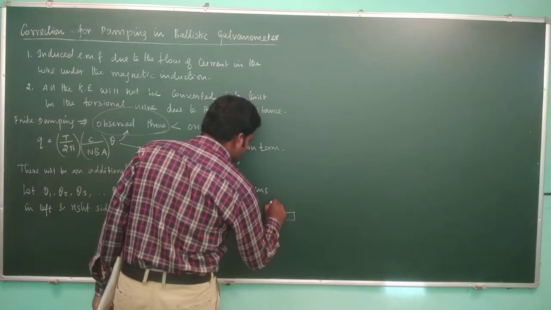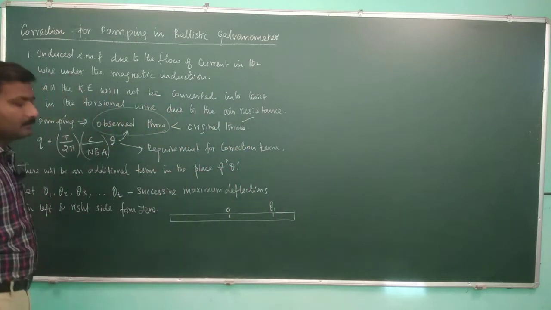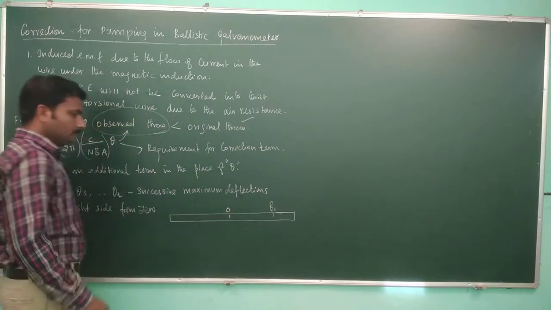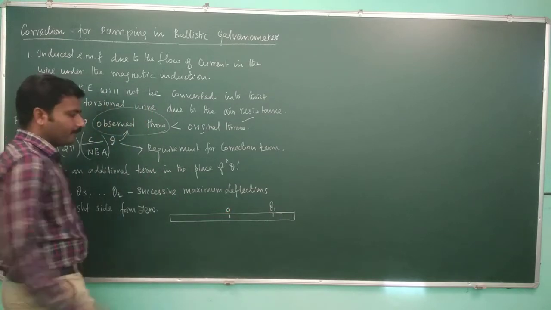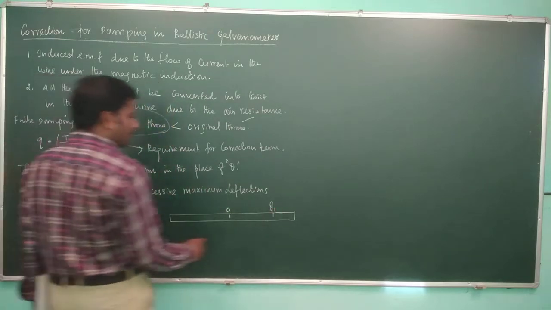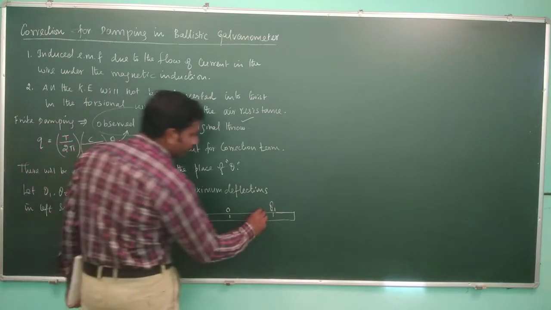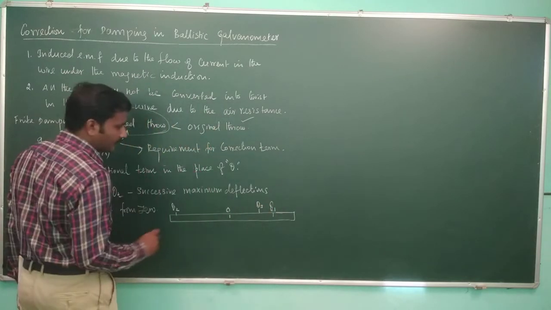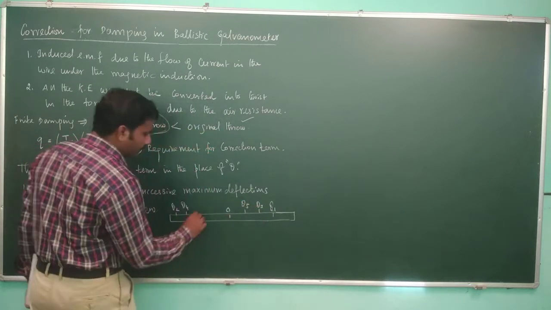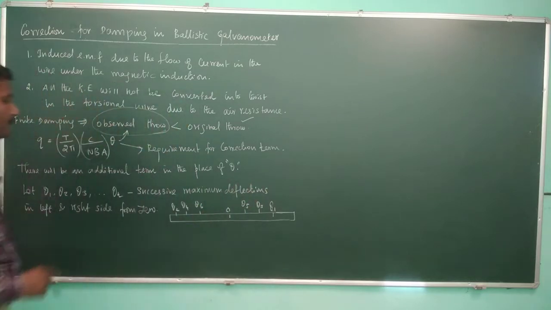Then there will be the deflection, the maximum throw. So once a throw is created, what will happen? In a ballistic galvanometer, we would have a back and forth movement. There is an oscillation, right? So this is θ1 the first right maximum, θ2 the left maximum, θ3 again the second right, θ4 the second left, θ5, θ6 and so on. In that way it will be going.